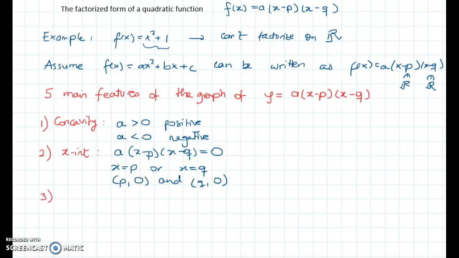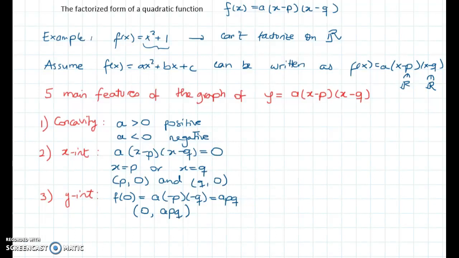The y-intercept is never hard to find, so let's write it here as well. What we want to know is what is the value of the function when x is 0. So in this case it would be a times minus p times minus q. So this is apq. So the coordinate is going to be (0, apq) for the point of the y-intercept of our function.